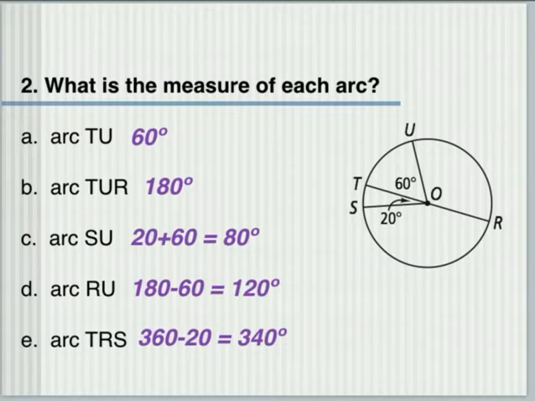Arc TRS is talking about the major arc, starting at T, going through R, ending at S, so almost all the circle. In fact, it's all of the circle except for the 20 degree sliver here. Since a whole circle is 360, just do 360 minus 20. It'll save you a lot of time.